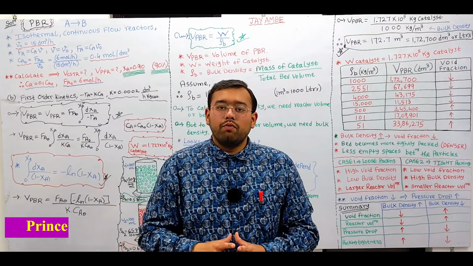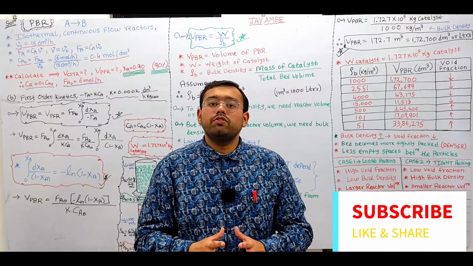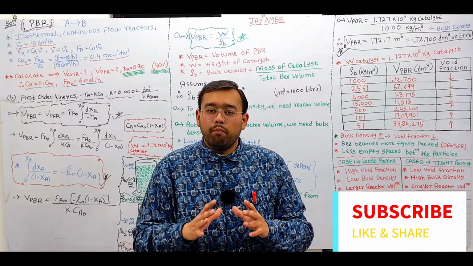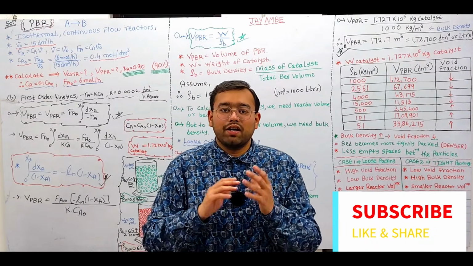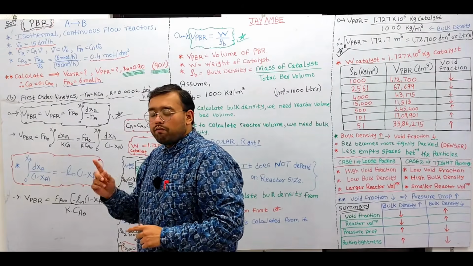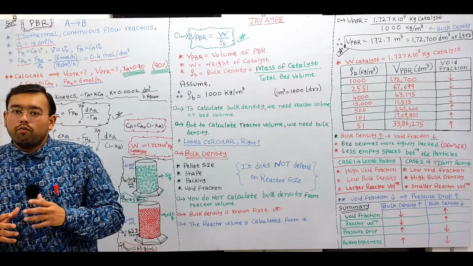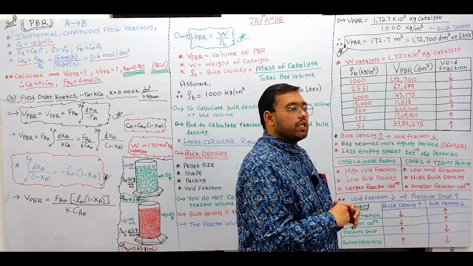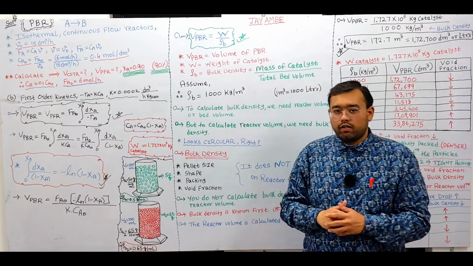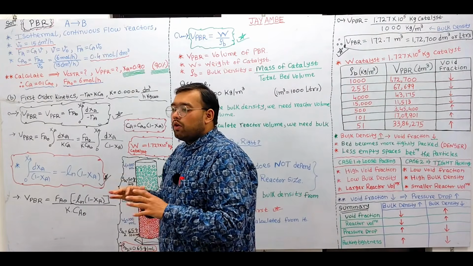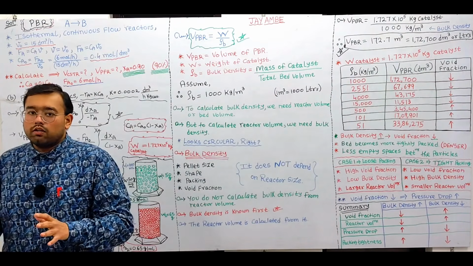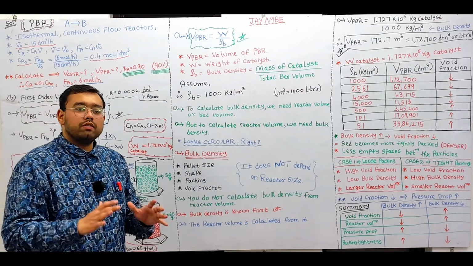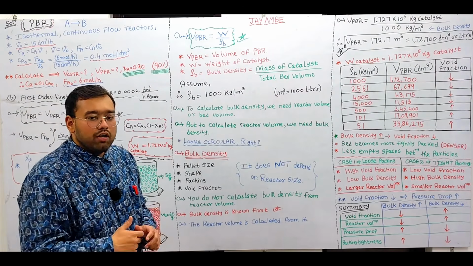So in today's lecture, we are going to continue the solution of the industrial numerical example, mainly focusing on the Packed Bed Reactor. So let's get started. In the previous lecture, lecture number 15, we calculated the weight of the catalyst required to achieve the desired conversion of 90% using the Packed Bed Reactor. In today's lecture, we are going to calculate and design the volume of the Packed Bed Reactor. So this lecture is in continuation with the previous lecture, lecture number 15.